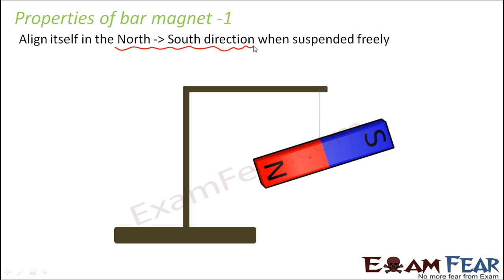Now, just for your own confirmation, try doing the same thing with other objects like a plastic comb or a wooden slab. What do you observe? You observe that they align in different orientations every time. It is not necessary that they will align in the north-south direction. That proves that it is an exclusive property of magnets. It doesn't happen with every other object.